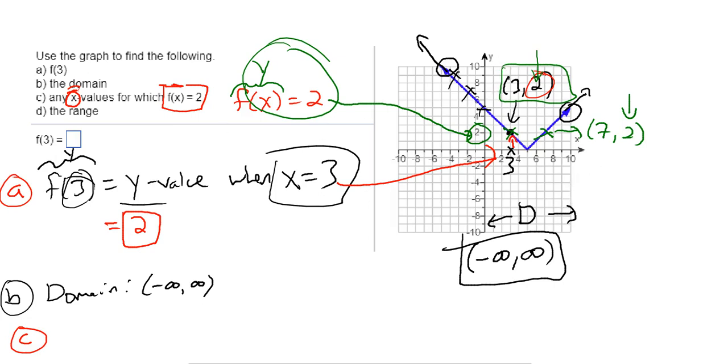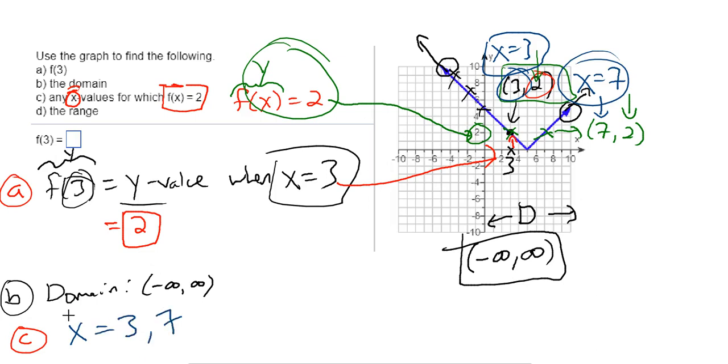There are two of them. There is this one here where the x coordinate is 3, and then there's this one here where the x coordinate is 7. Those are the two answers for part C. X could equal 3 or it could equal 7. Both of those give me a y coordinate of 2, which is what part C is asking for.